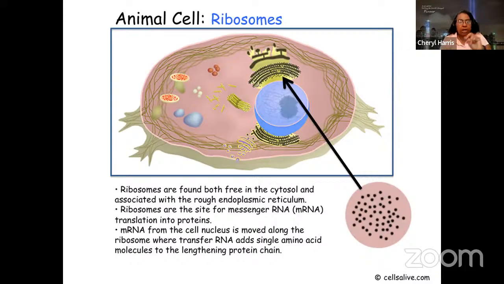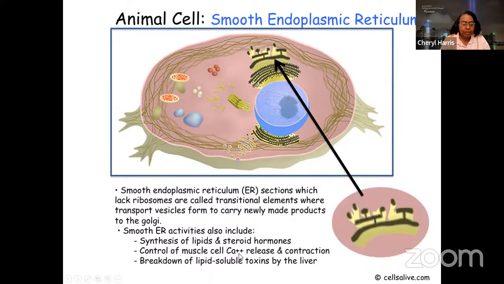So those little dots that are on the endoplasmic reticulum are ribosomes, but you can have free floating ones. So you'll see there's a couple of them that are free floating. So we have smooth ER and rough ER. Smooth ER are the ones with the ribosomes on. Rough ER has no ribosomes on it.